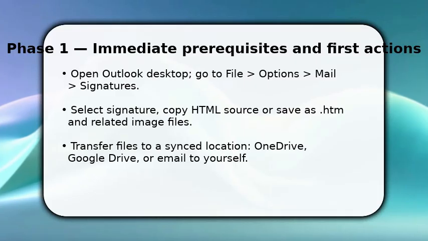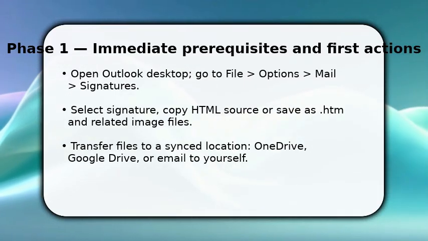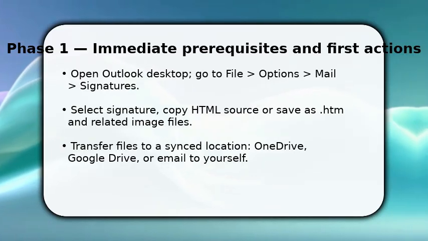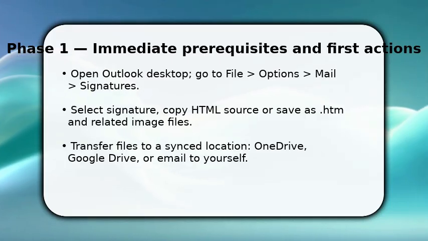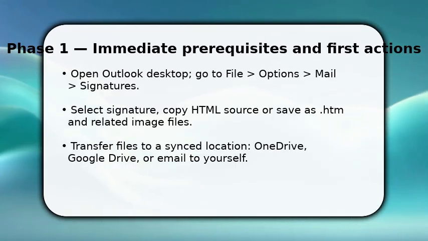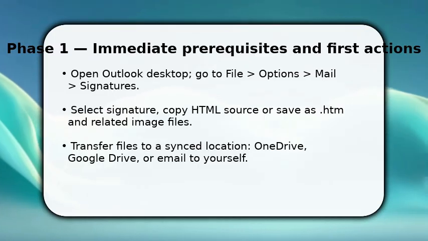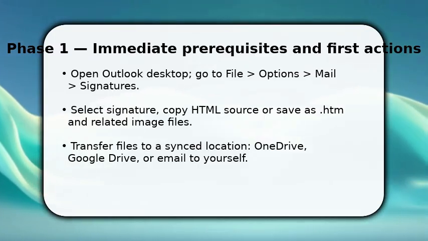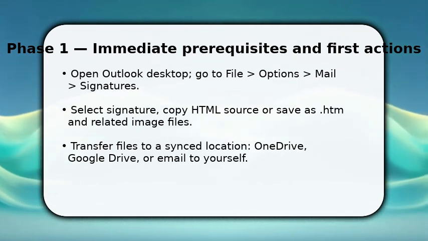You start by exporting your Outlook signature so Android can use the same HTML and images. Open Outlook and navigate to Signatures. Copy the HTML source or save the signature as an HTML file with image assets. Once done, place those files on a synced service like OneDrive, Google Drive, or email them to an account you can access on your phone. This preserves formatting and embedded images and ensures you're not recreating the signature manually, important for branding and consistent appearance.